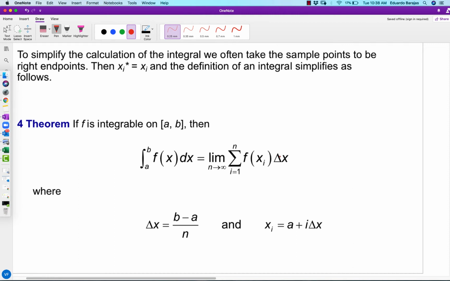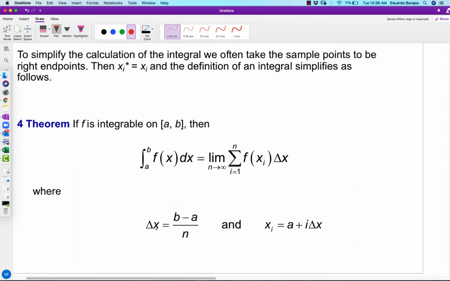So theorem 4 says that if f is integrable on a to b, then it's equal to this. The integral from a to b of f of x dx becomes the limit as n goes to infinity of the Riemann sum as i goes from 1 to n of f of x sub i delta x. Right, so the only thing that's different is that before we used to have an x sub i star here, which represented a sample point. But now we're saying let's use the right endpoint rule.